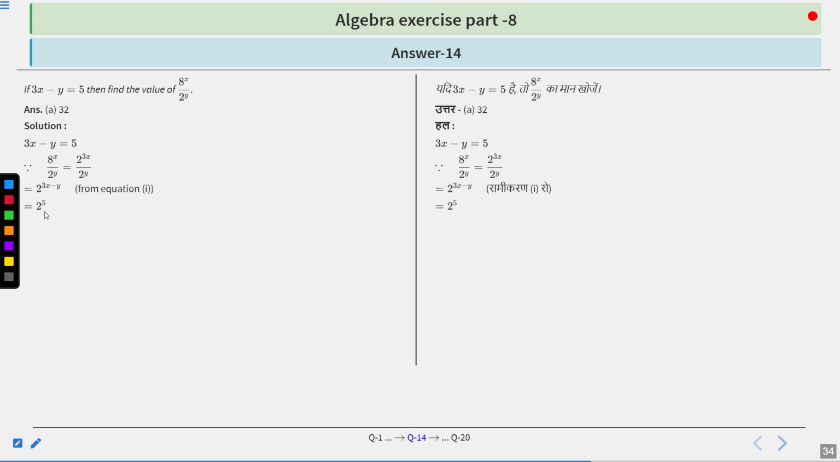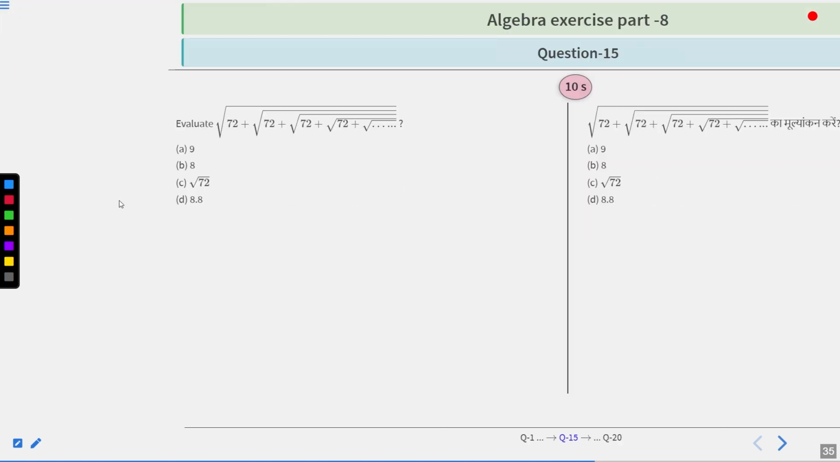Now 2 raised to power 5, because the value of 3x minus y was 5, already given in the question. So 2 raised to power 3x minus y becomes 2 raised to power 5. And 2 raised to power 5 is nothing but 32. 2 into 2 into 2 into 2 into 2 is 32. Option number A is the correct option.